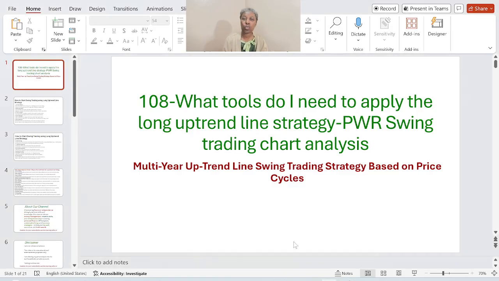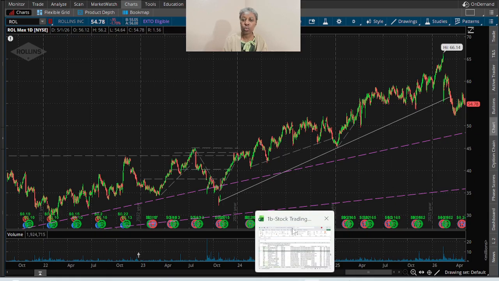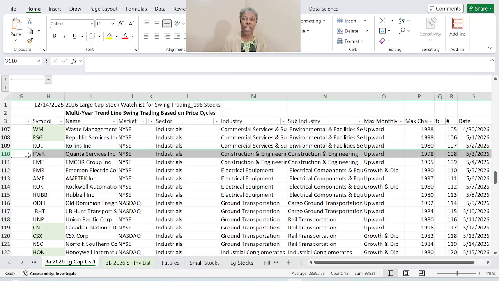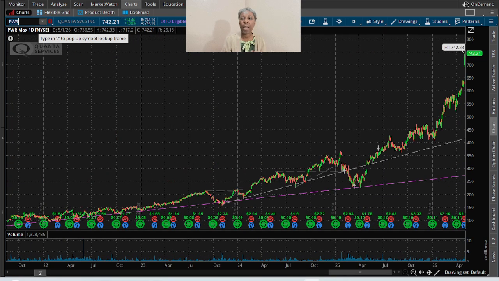Hello, what tools do I need to apply the long uptrend line strategy? Well, I will say I use the Think or Swim platform and I just trace support lines. We are going to use PWR stocks as of May 3, 2026 to analyze. So when I'm analyzing a stock, I just use the Think or Swim platform and I use their chart.